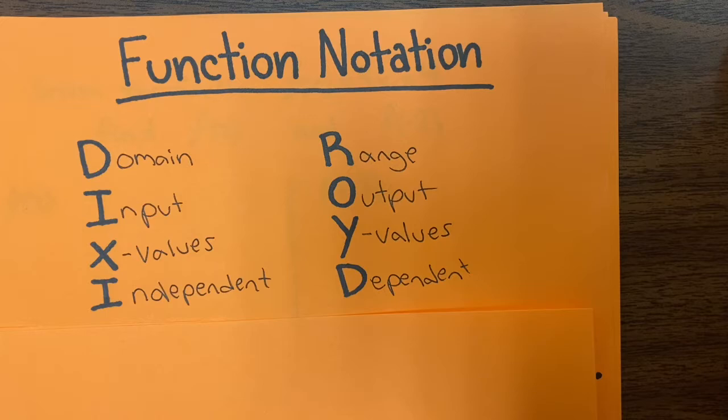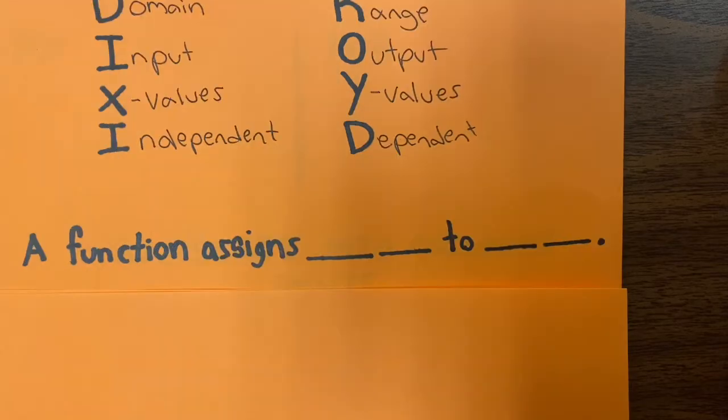Independent, of course, and dependent variables depend on your independent variables. So your y values depend on your x values. So they're going to change depending on what x values you input. A key to remember is that a function assigns one output, that's one y value, to every input, that's the x values. So each x value is only going to be assigned one y value.